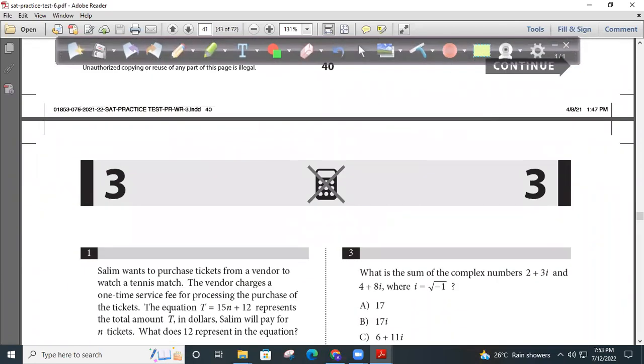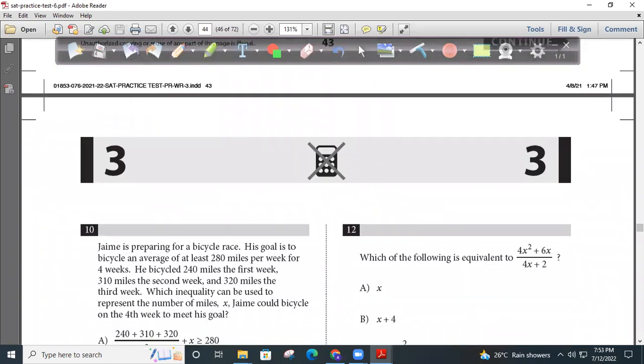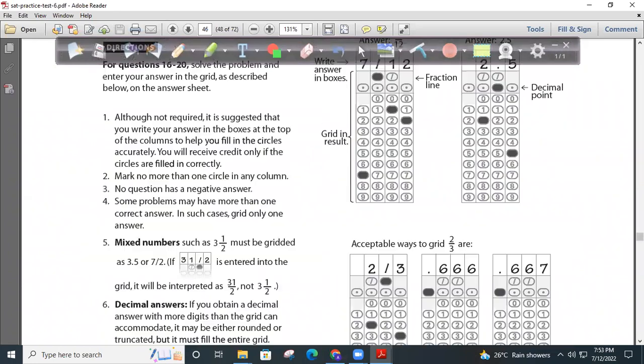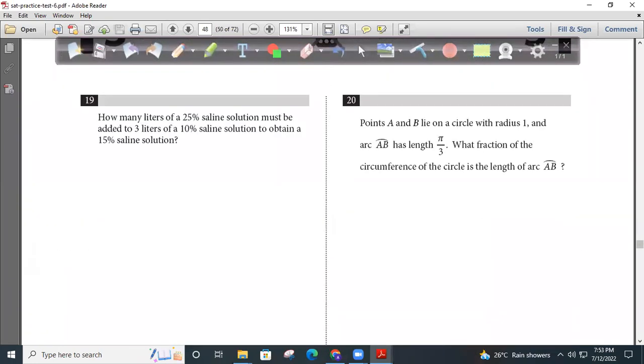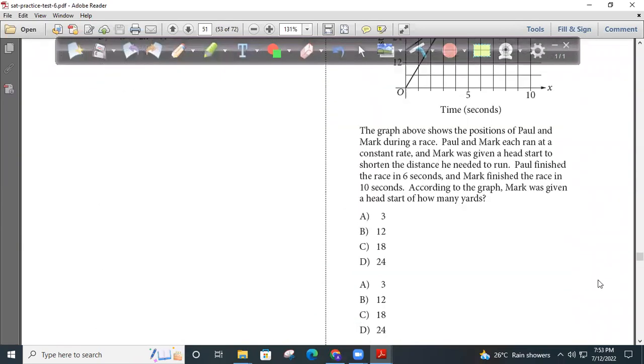Okay. I can't see any question here. Question is there, but out of scope. In the next page.